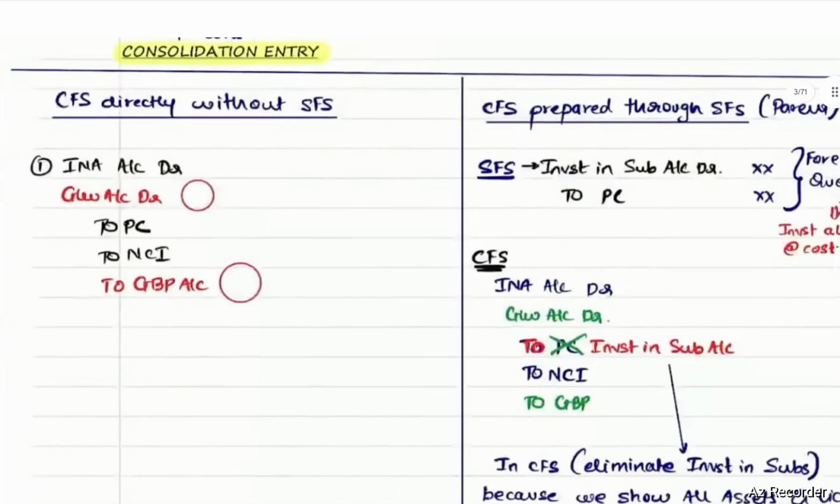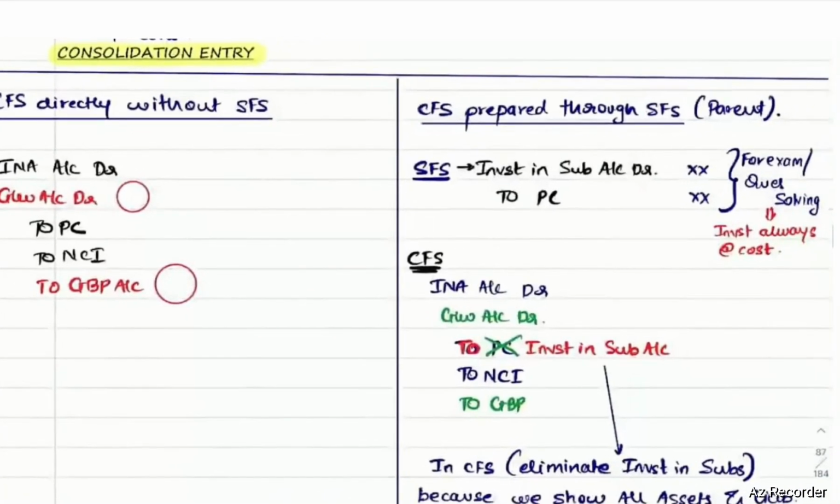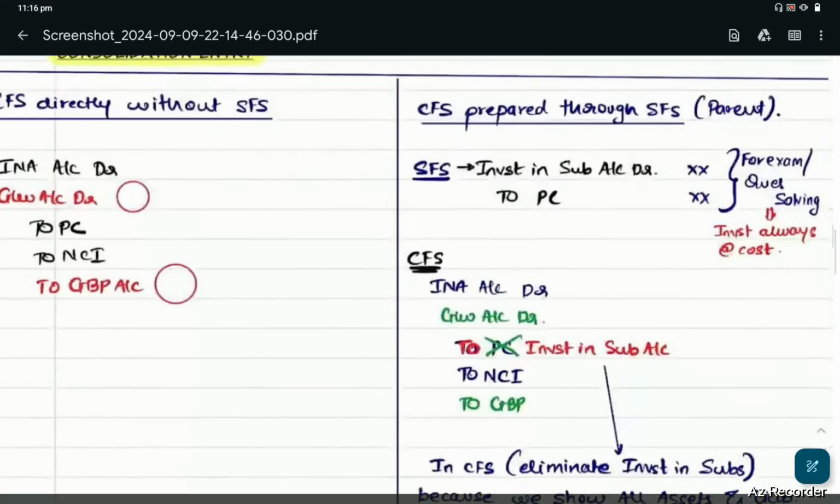Next, if CFS, consolidated financial statements, is prepared through SFS, standalone financial statements or separate financial statements of the parent, in SFS the entry will be investment in subsidiary account debit to purchase consideration. Investment in subsidiary will always be at cost.